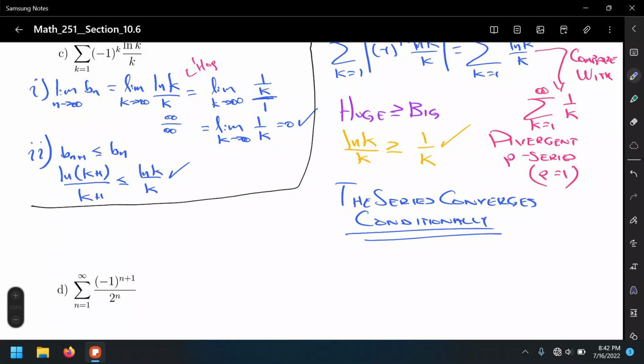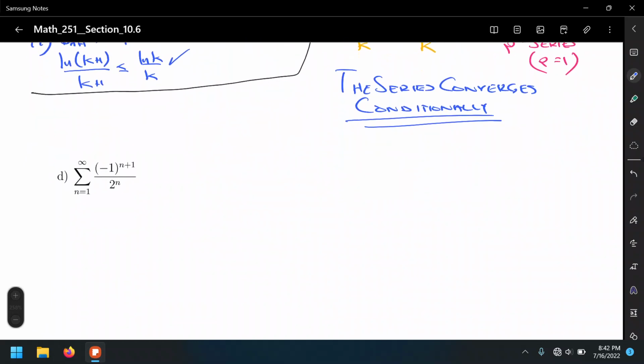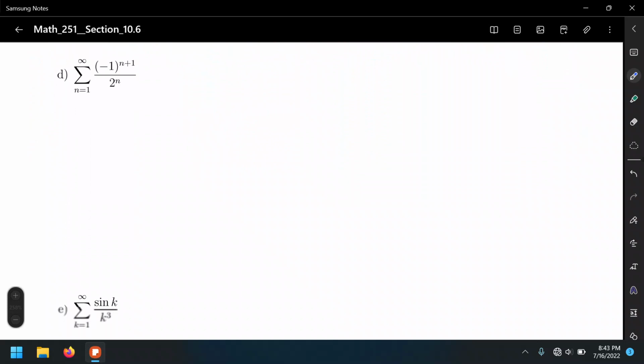Alright, conditionally in this case. Let's do one more. So letter D. Sigma n equals 1 to infinity, negative 1 to the n plus 1 over 2 to the n. Alright, so number one, we need to check the first two conditions.